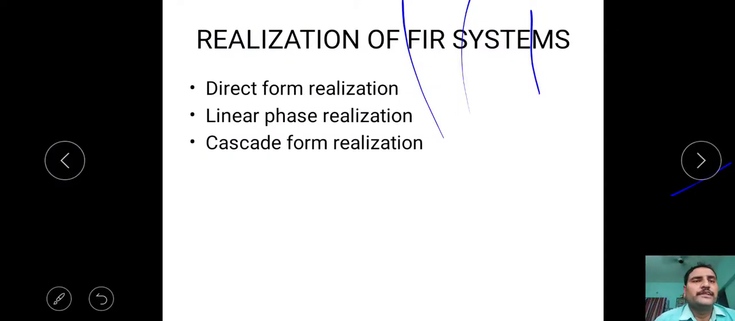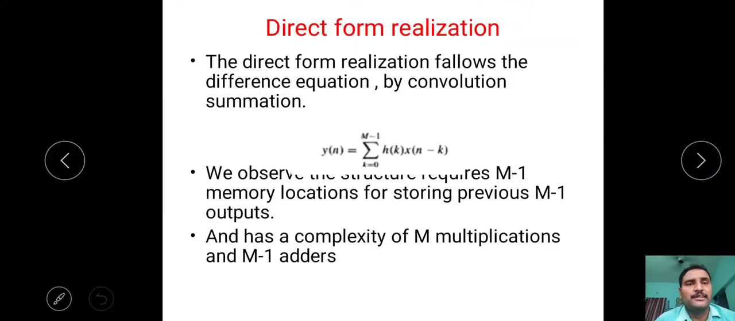Okay, in the last class we saw what is meant by an FIR system, how we can realize the internal structures of any system, what is meant by poles and zeros of a given system, and how we can find the transfer function of a given system from its differential equation. Now we should go for the direct form realization technique to realize the internal structure of an FIR system.